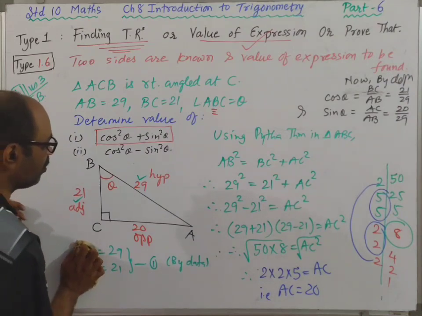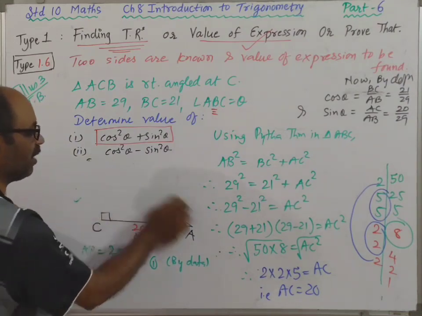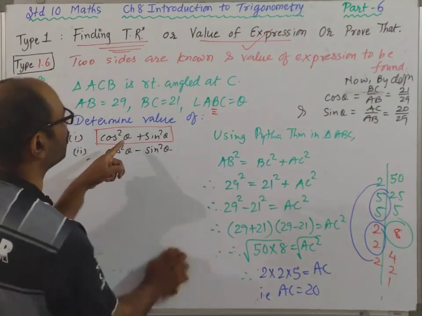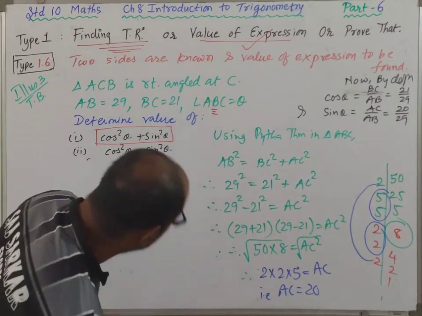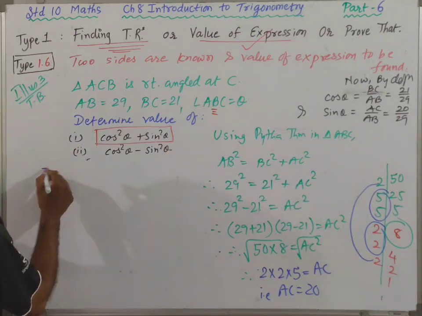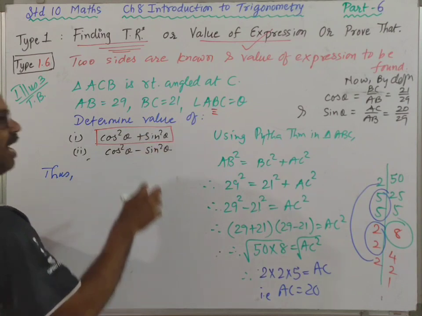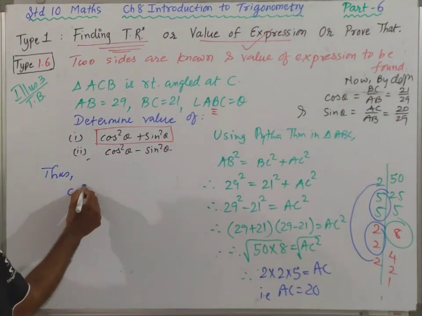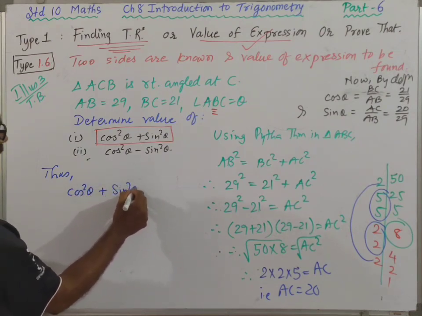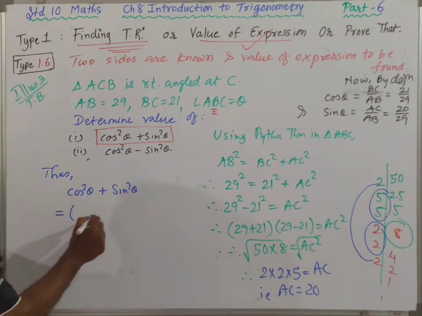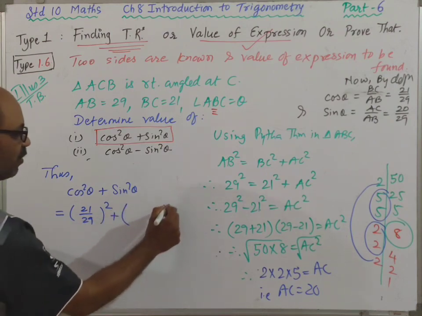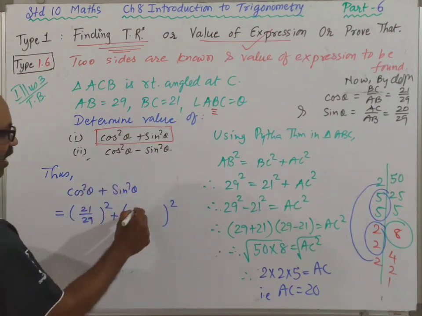Okay. I'll remove this part now. I'll just remove this figure. My first target is to find the value of cos square theta plus sin square theta. Let's take it. Thus, now cos and sin, both the values are available. So, cos square theta plus sin square theta, which I am supposed to find. Cos square, so square of cos. What is cos theta? 21 upon 29. Plus, square of sin. What is sin theta? 20 upon 29.